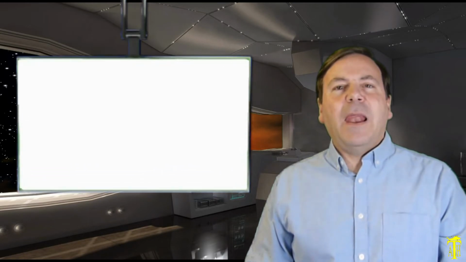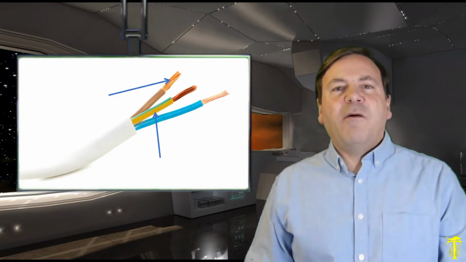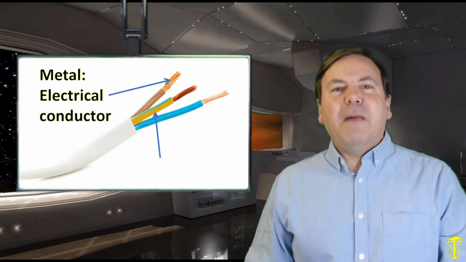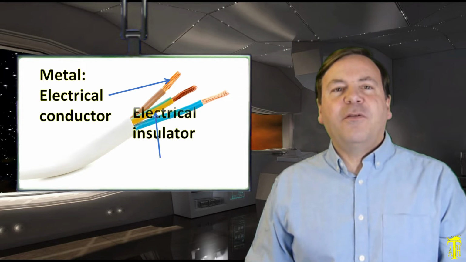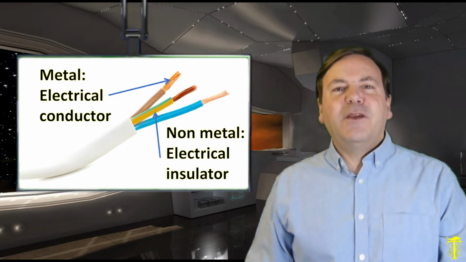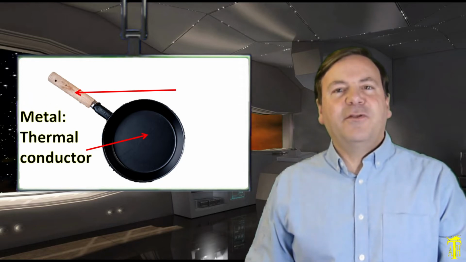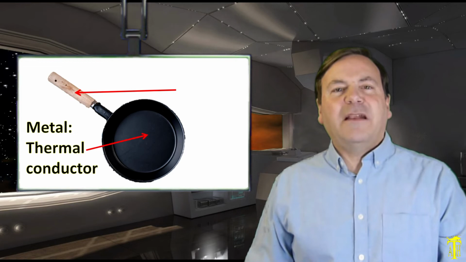Metals are also electrical conductors, whereas non-metals are electrical insulators. All metals let electricity flow through them easily, whereas non-metals don't. Metals are also thermal conductors, letting heat travel through them easily, whereas non-metals are thermal insulators.